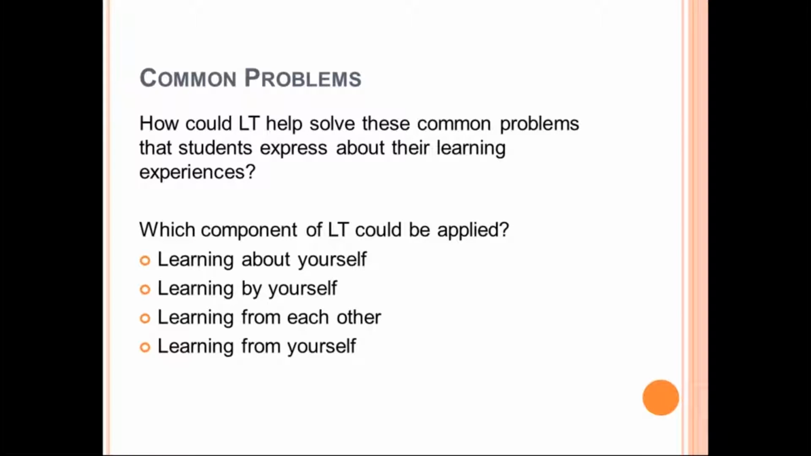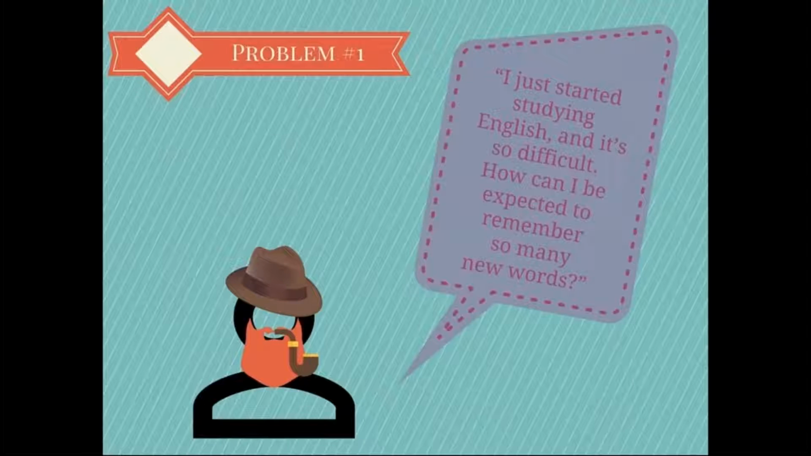So again, if I show you the options, learning about yourself, by yourself, from each other, or from yourself, which component of learner training do you think would be most helpful for this student? Yeah, so Maria Teresa has said to make a vocabulary journal. So that's that idea of independent learning, of teaching them the strategies of learning about what kind of learner you are, learning about yourself, exactly. Carmen says learning about yourself and what works for you.